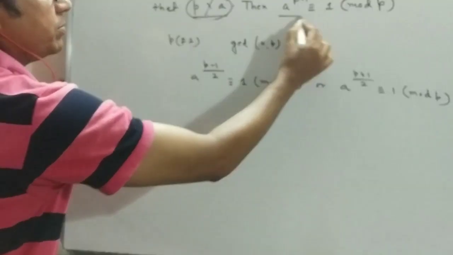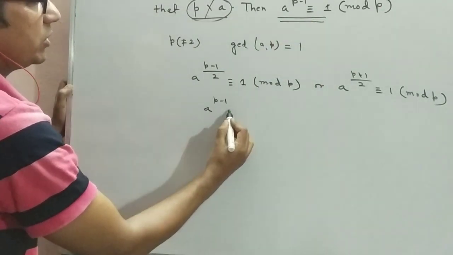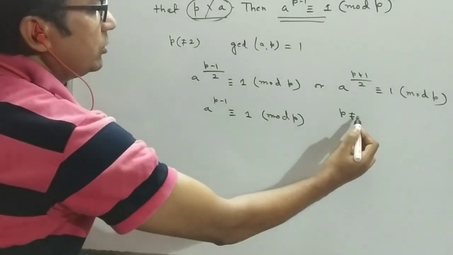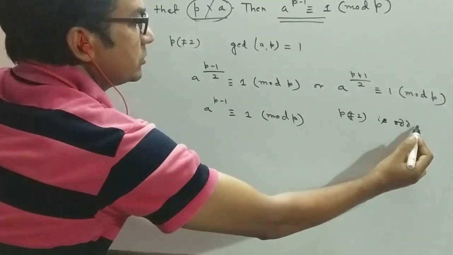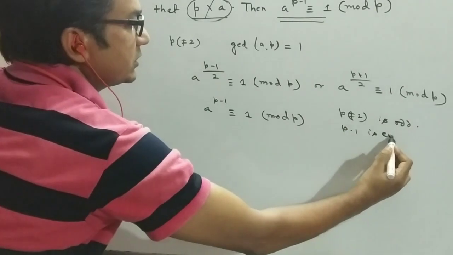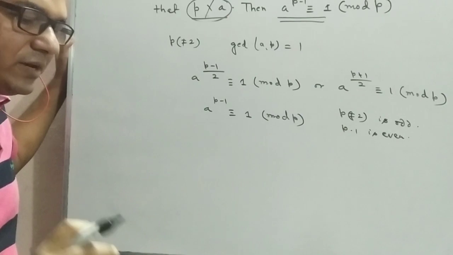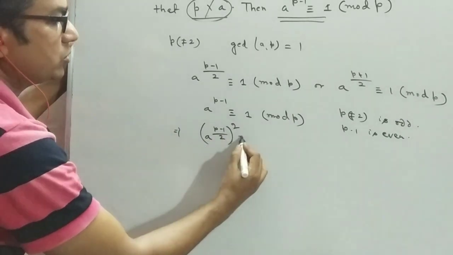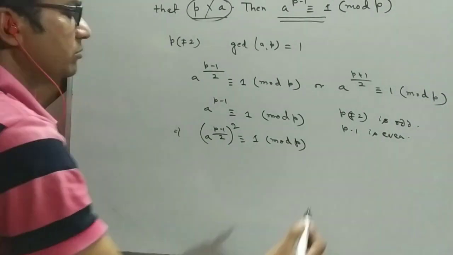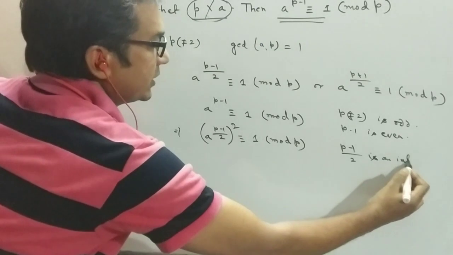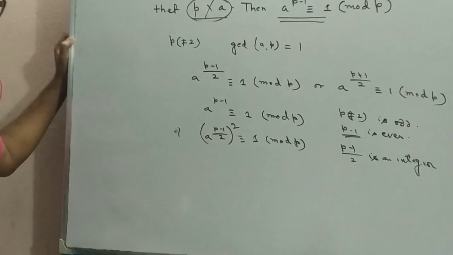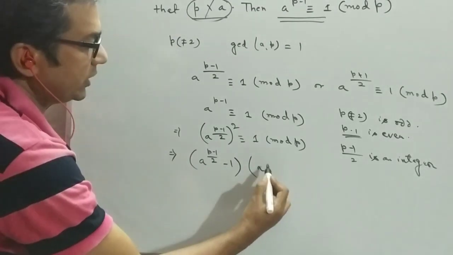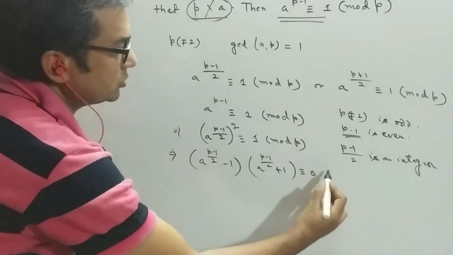We know from Fermat's little theorem that A to the power P minus 1 congruent to 1 mod P. Okay, and since P is not equal to 2, that is P is odd, that is P minus 1 is even. So we can write this result as A to the power (P minus 1) by 2 whole to the power 2 congruent to 1 mod P, because (P minus 1) by 2 is an integer, since P minus 1 is even. Now we get A to the power (P minus 1) by 2 minus 1 into A to the power (P minus 1) by 2 plus 1 congruent to 0 mod P.